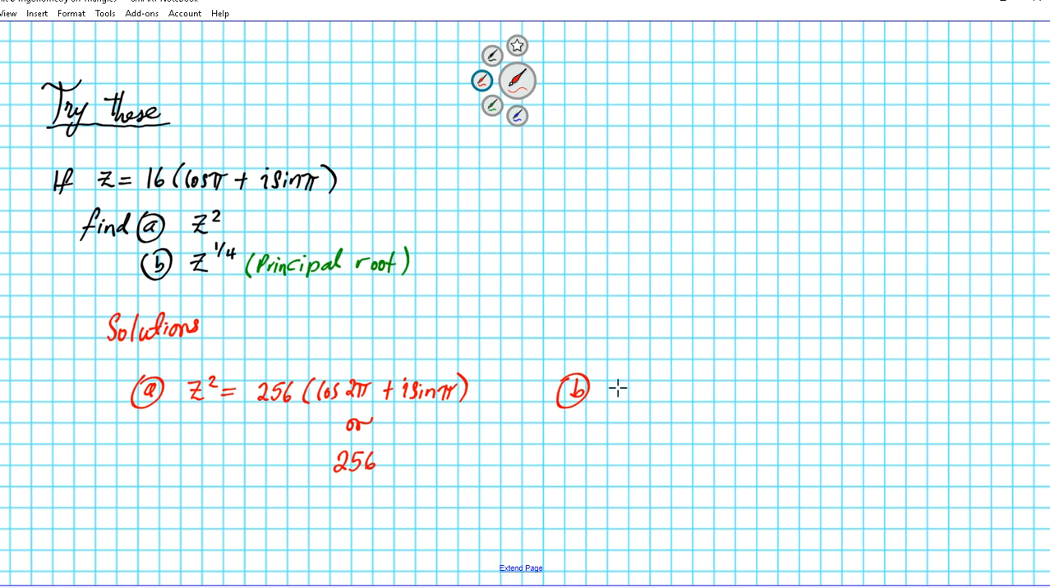For the b part, the fourth root, you can write it as a fourth root of z, which is the same thing as z to the 1/4. What is it? It is 2 cosine pi over 2 plus i sine pi over 2. Oh, wait, I wrote pi over 6. Or, well, this is the polar form.